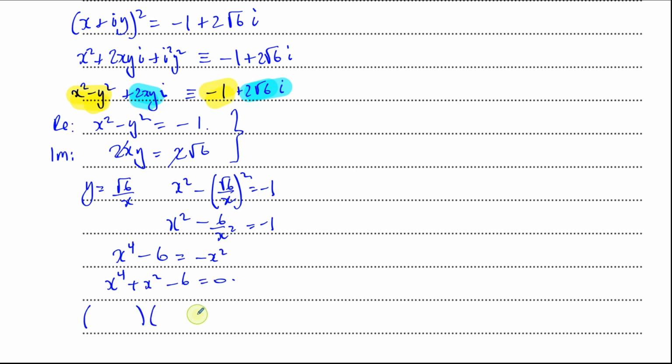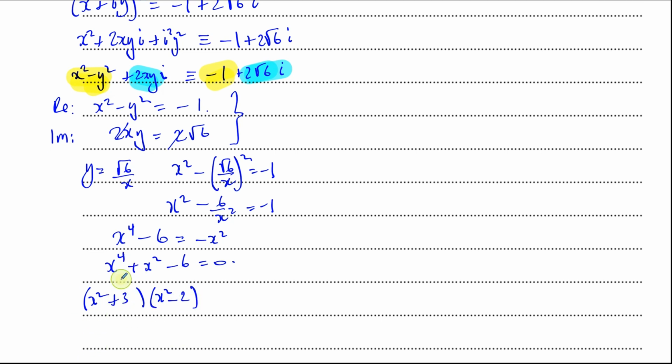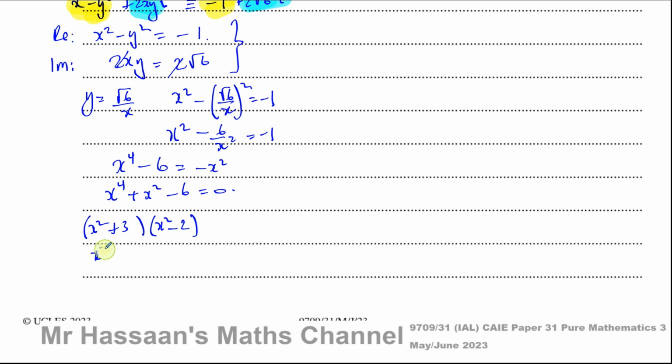This is like a disguised quadratic. I can just think of this as x squared times x squared is x to the power 4. The two numbers in the brackets must multiply to give you -6 and add to give you +1, so it's +3 and -2. So we can say that x squared equals -3, so x is equal to plus or minus the square root of -3.